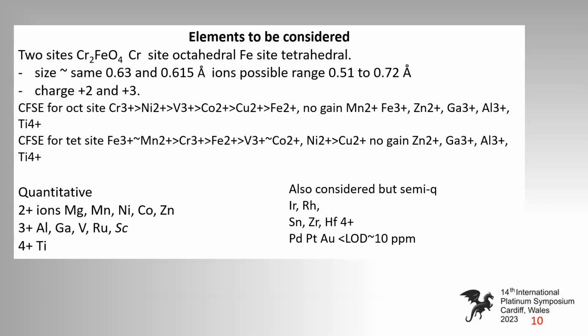We're also going to mention iridium, rhodium, because they're IPGs, and tin, zircon, and hafnium, but they're just semi-quant. So one can't put too much pressure on them for interpretation. And platinum, palladium, and gold, they're always less than detection limit of, that should say 10 ppb, sorry, not 10 ppm. So they're less than 10 ppb, not 10 ppm.